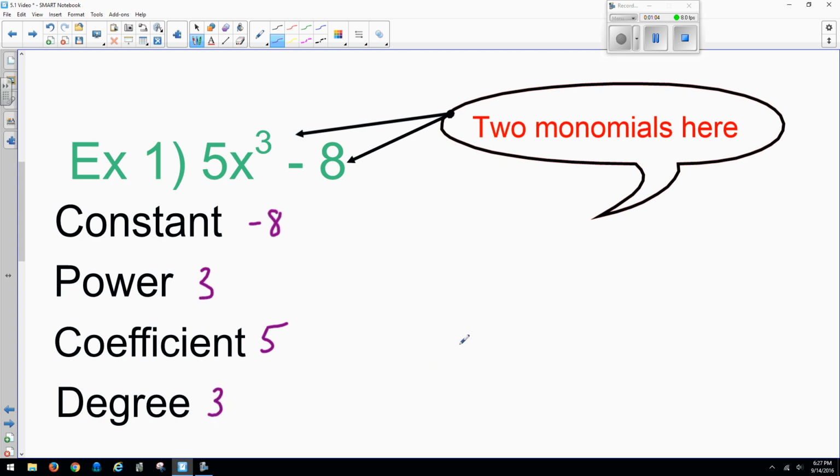Let's say you had something like 2x squared plus 5x cubed minus 8x, something like that. I'll throw in one more. Plus 11x to the 5th power. Doesn't necessarily have to be in order. All you're doing is looking for the highest power. So the degree in this example would be 5.